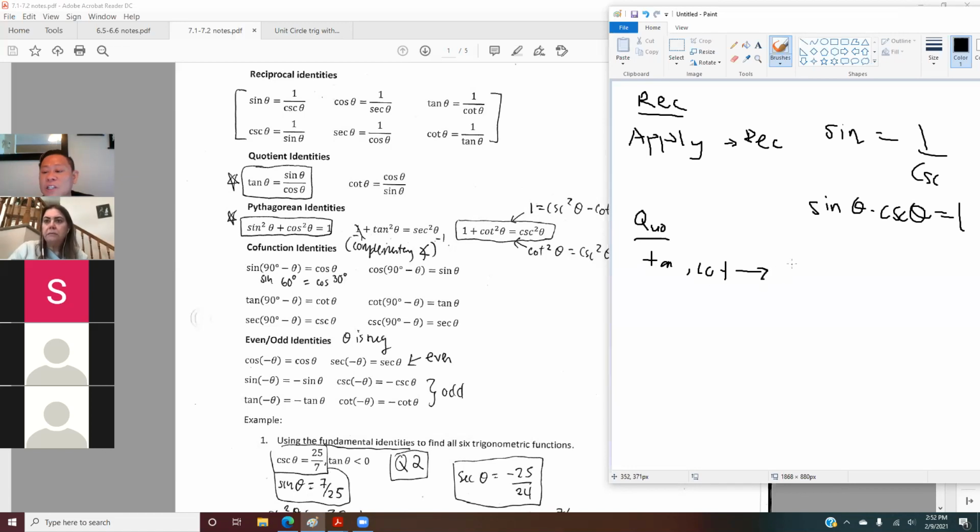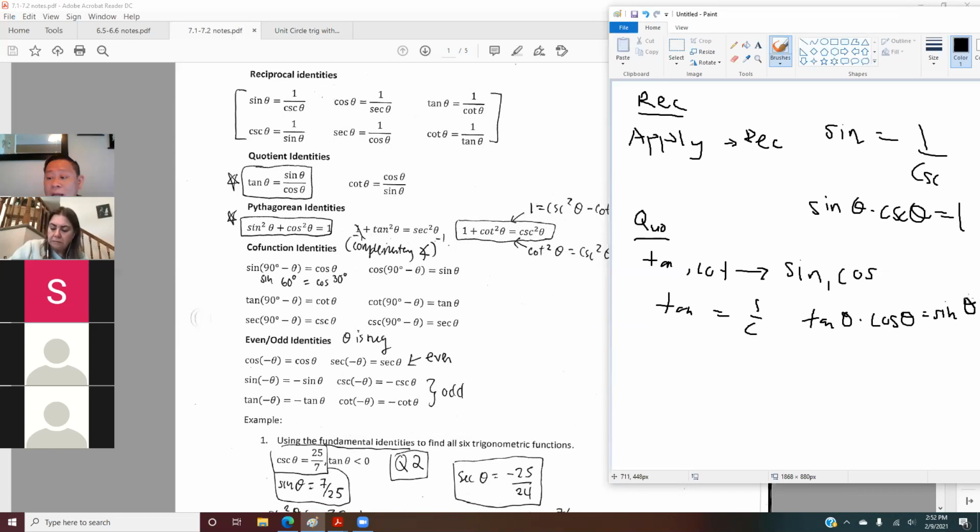You have to change this into sine and cosine. So yes, let's say you got a function that is tangent and you want to change that tangent function to sine or cosine function, we will use this quotient identity. And again, as usual, tangent theta is sine over cosine. So I can move the cosine over. So tangent theta times cosine theta is equal to sine theta.